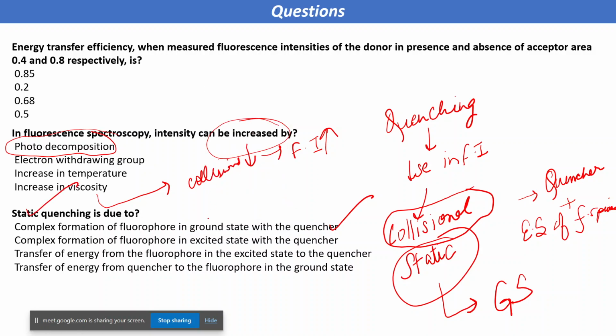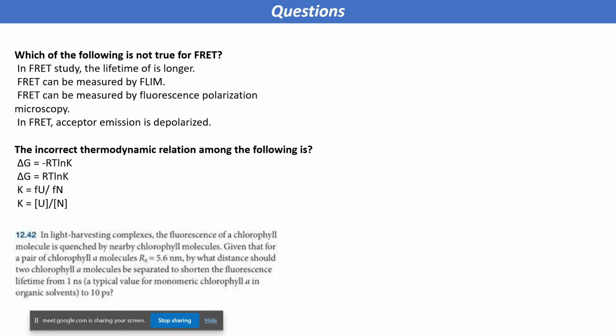So just remember, static quenching occurs in the ground state, collisional quenching occurs in the excited state. Now, which of the following is not true for FRET? So what is FRET? FRET, F-R-E-T. You need the full form or to explain it. Firstly you can tell the full form of FRET: Förster resonance energy transfer. Yes, it's correct.